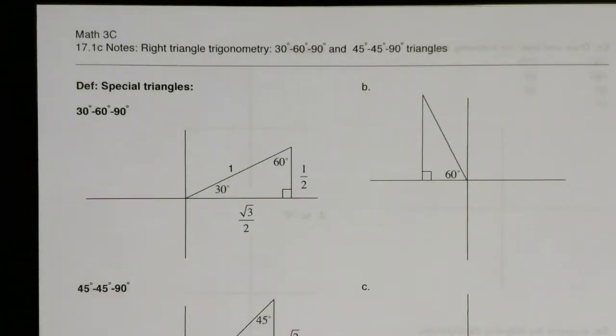Alrighty, we are on 17.1c, which is right triangle trigonometry. So we are doing special triangles today. You do not need a calculator today because you're going to have to memorize these special triangles.